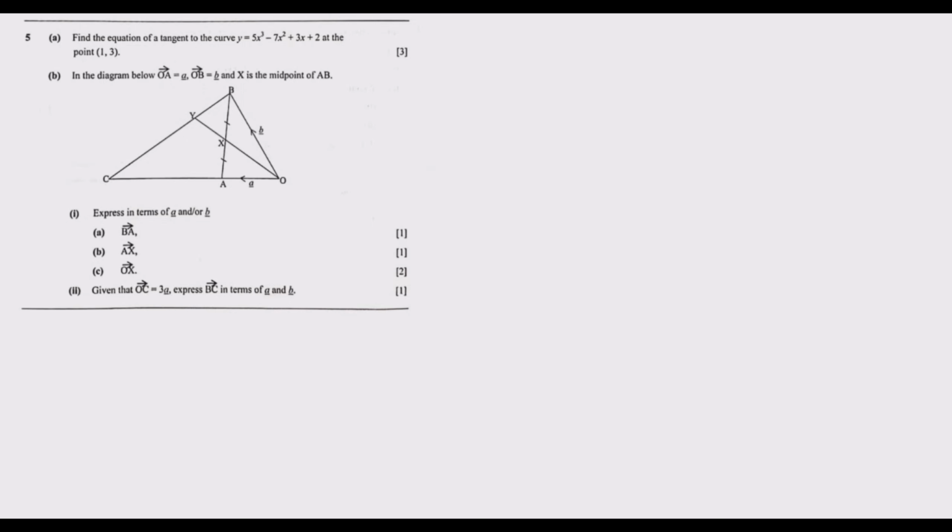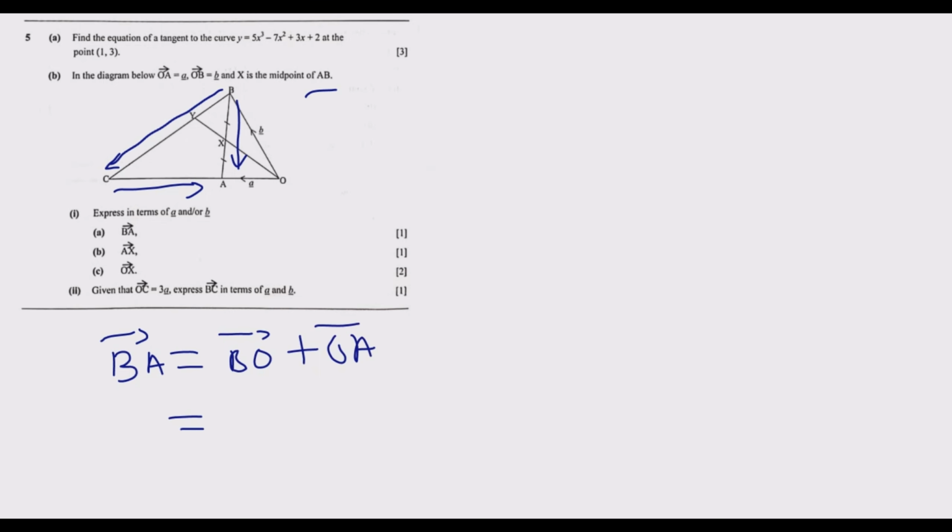So BA, I'm moving from B to A. B to A is in this direction, which is the opposite of AB, the negative of AB. How can we get to BA? To go to BA, we need to go back to O from B, then get to A. So basically it's BO, which is the negative direction of OB, plus OA.